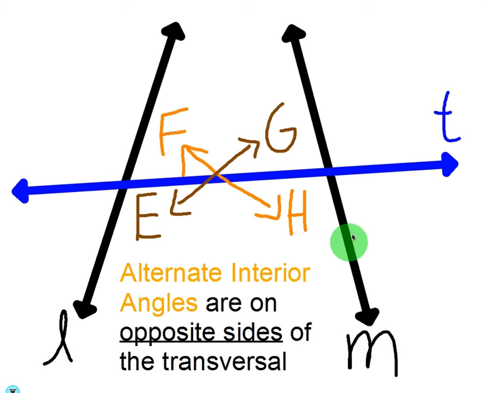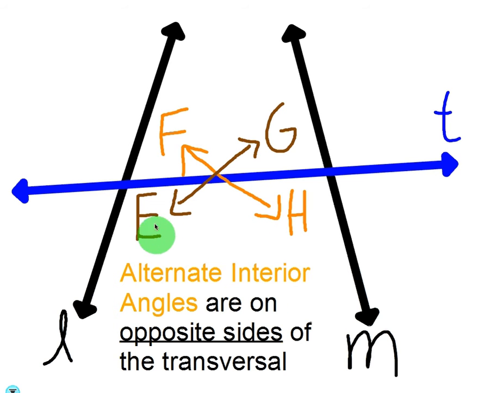So when they're both on the inside, but they're on opposite sides of the line, we say that they are alternate interior angles. They're on opposite sides of the transversal. So for example, F and H are both on the inside of these two lines, but they're on opposite sides of the transversal T, so we call them alternate interior angles. The word alternate means change sides, right? So they're on different sides, but they're still interior, so they're alternate interior angles.